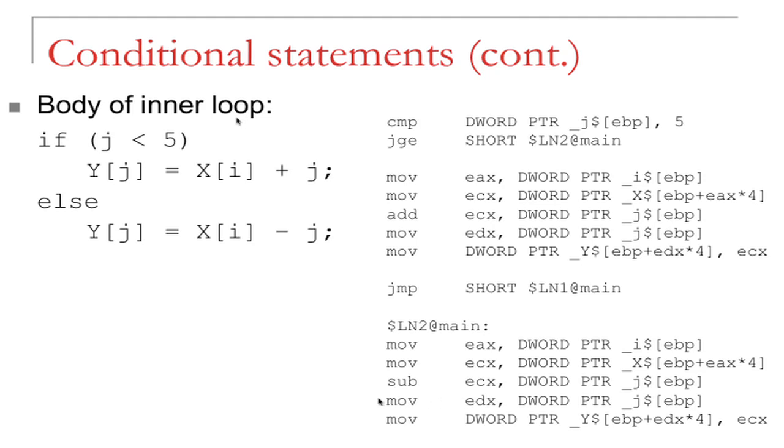Why would we do that? Because the left side of the assignment is, again, an element of an array, so we need to use the index to scale and to find the offset into the array. That's why you see here this EDX times 4, that's actually J times 4. That's how far we should go into the array starting from its base address.